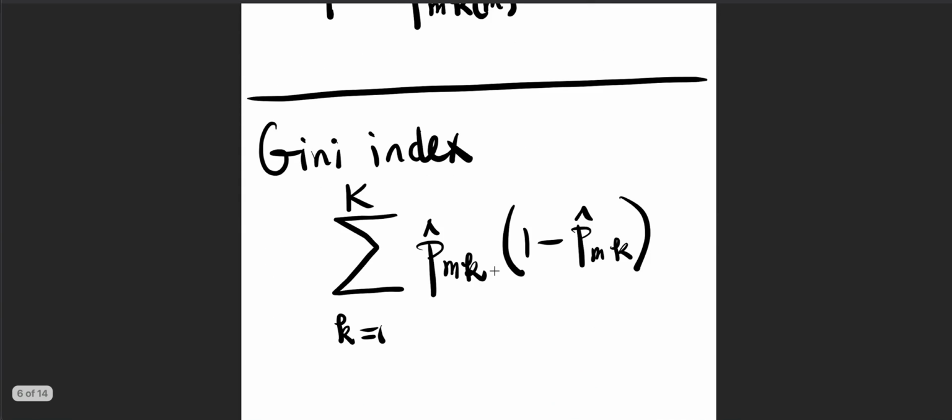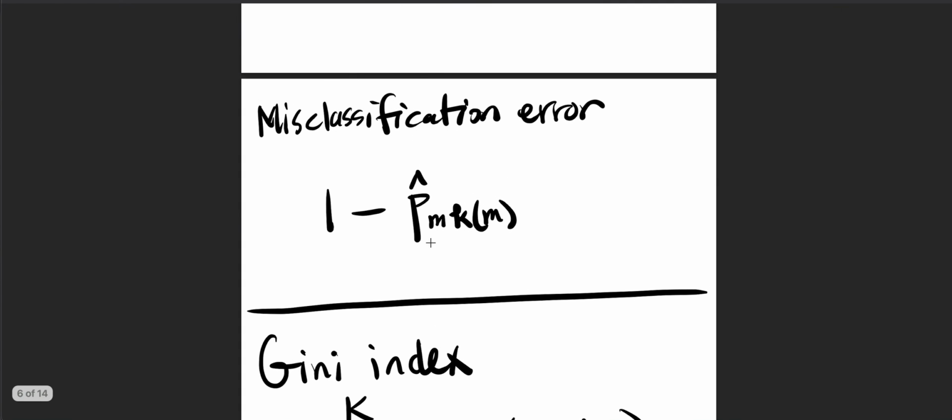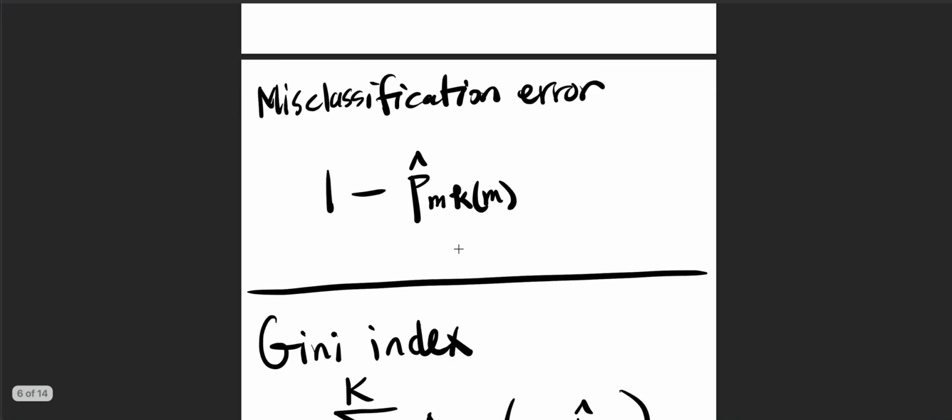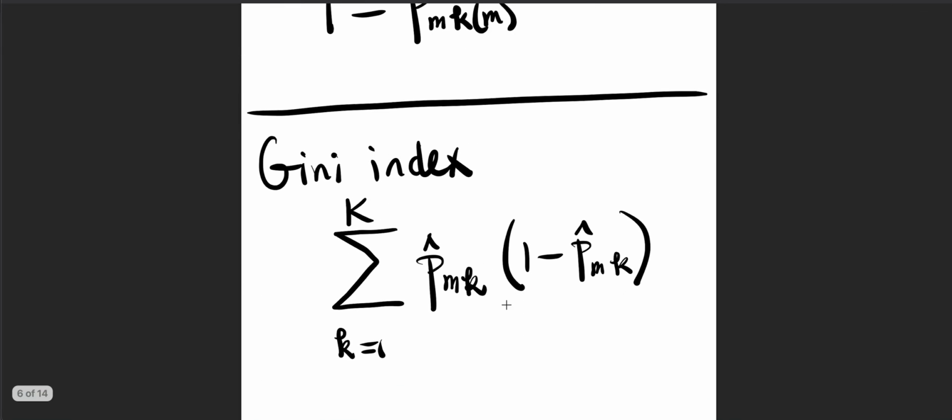Now the Gini index is just saying, sum over all the proportions. The problem with the misclassification measure is that it only takes into account what the majority is. It doesn't take into account how the minority is distributed. Do we have one minority, or do we have many minorities? The Gini index is a little bit more sensitive to that.